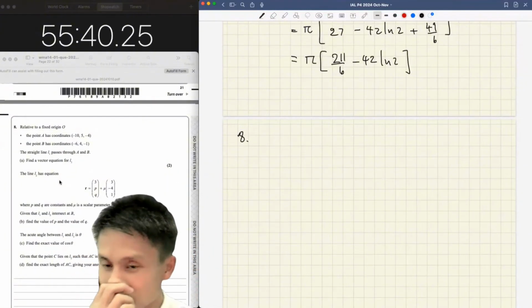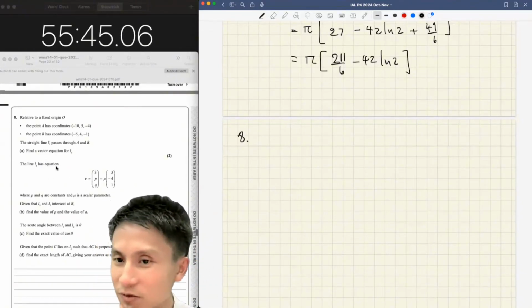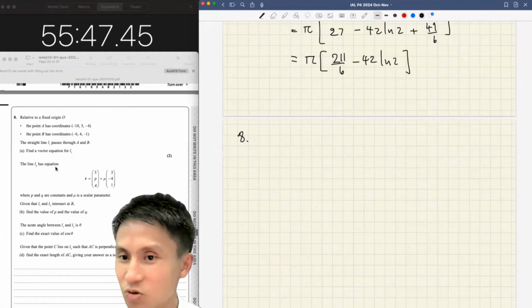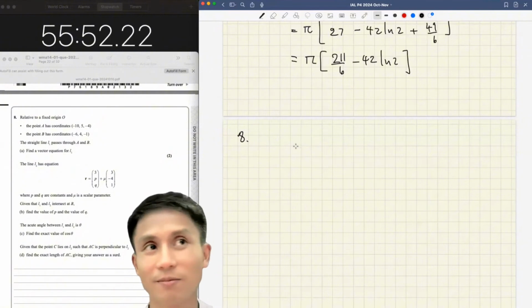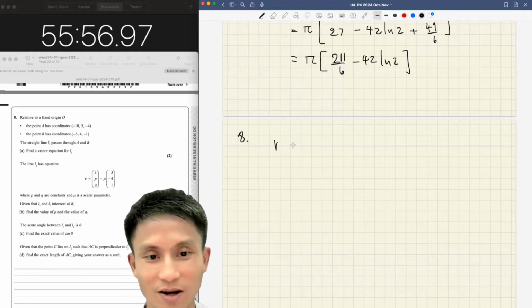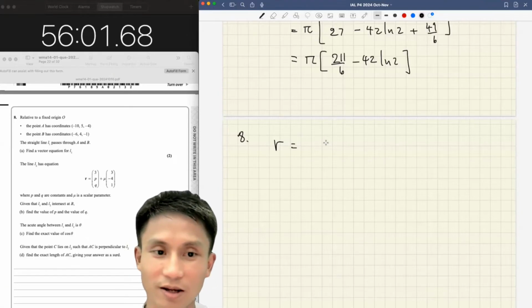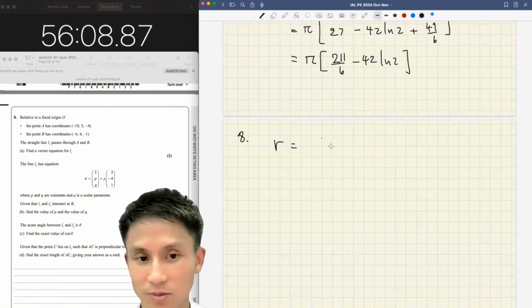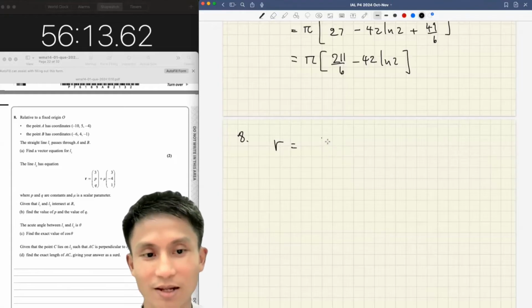Okay, relative to fixed origin, now vectors. Find a vector equation for L1. Okay, so finding the equation is quite easy. You just subtract them and then take one of them to be the A. So I'm going to do like AB. I'm going to take OA here as point A. So wait, let me write the equation.